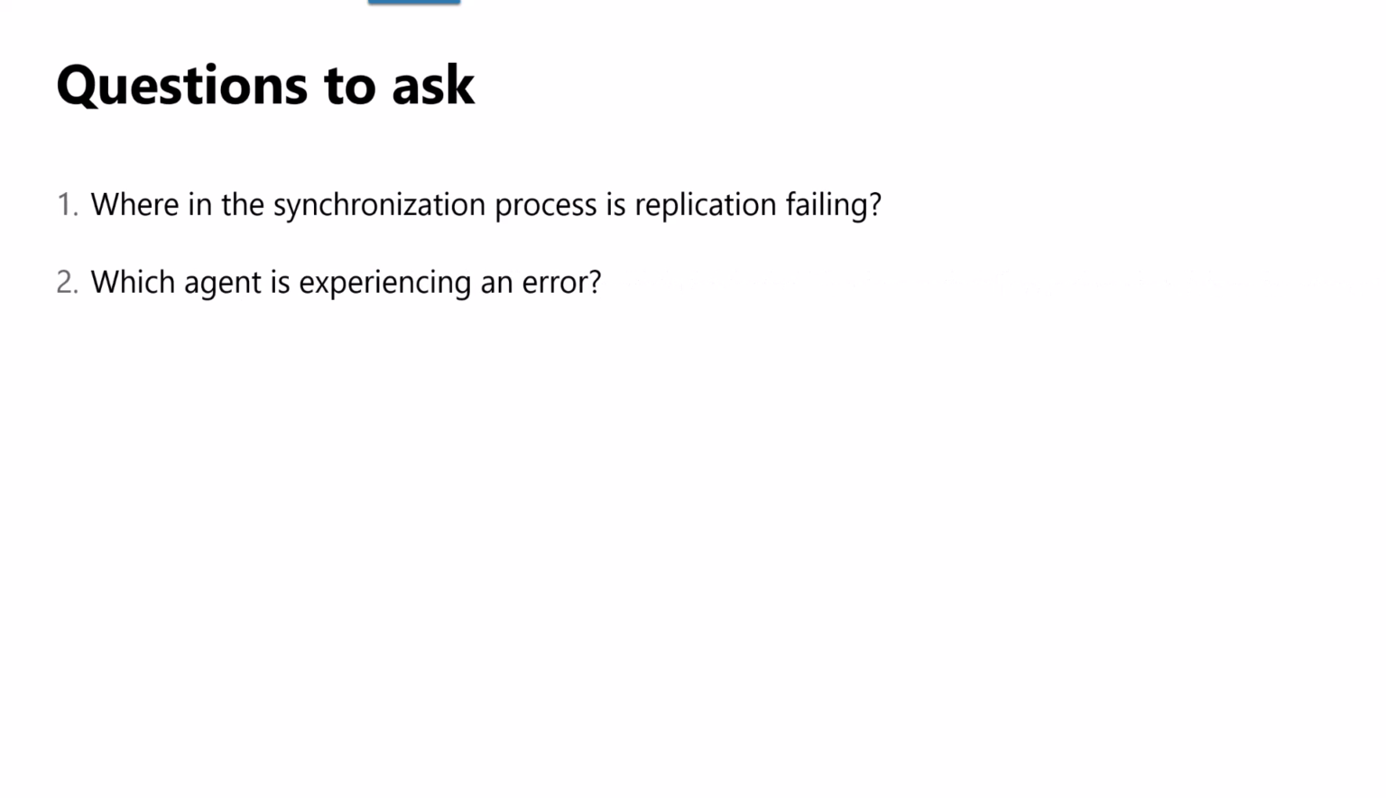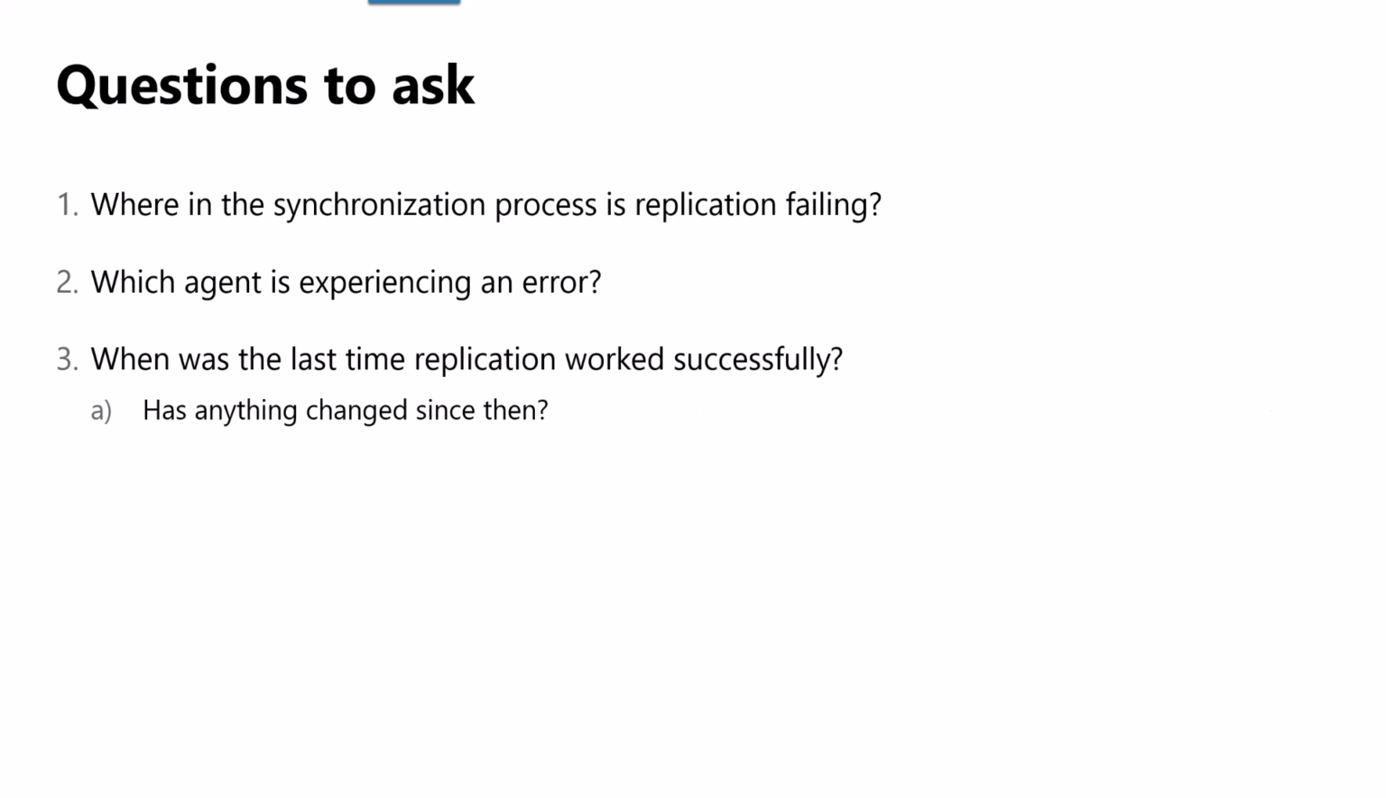So when you have a problem, there are some questions that you need to ask. Where is the synchronization process in the replication failing? Which agent is experiencing an error? When was the last time replication worked successfully? Has anything changed since then? If yes, what changed?